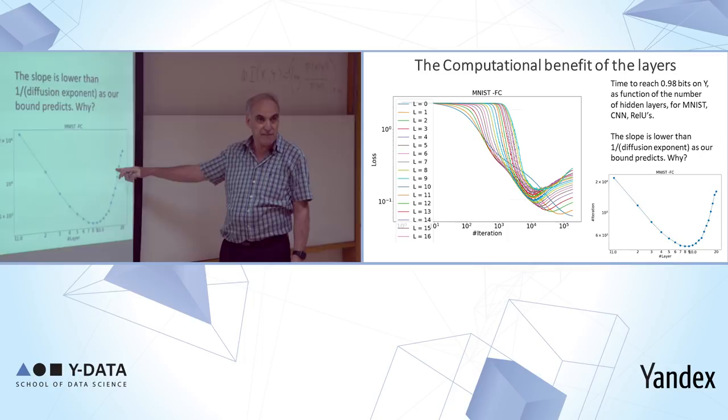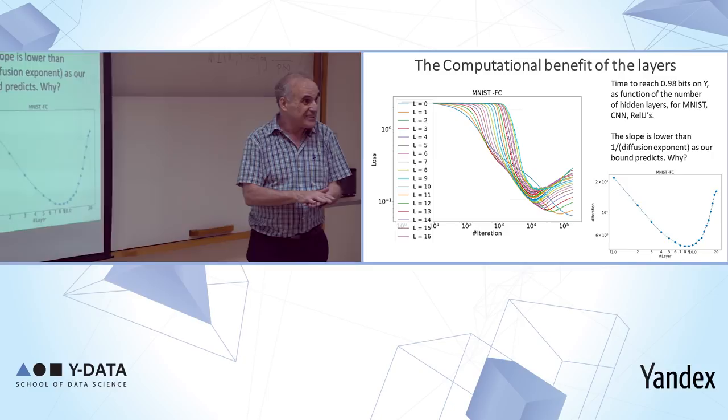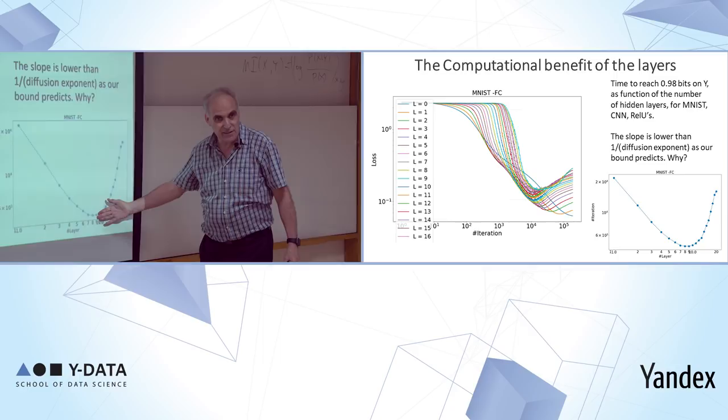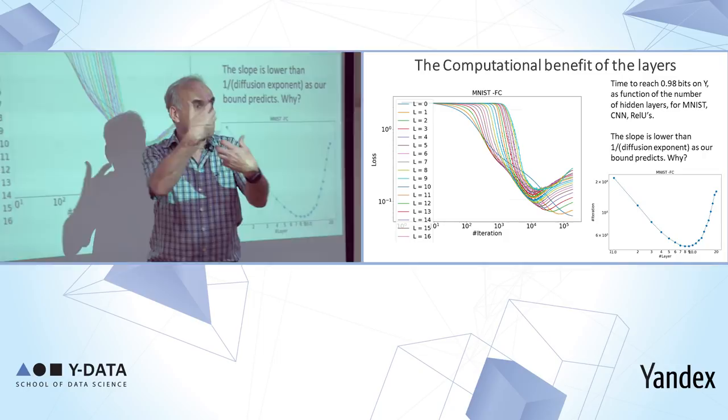Okay, so that's the first evidence that I am aware of that there's an optimal number of layers. Beyond this number of layers, you're not effective. And you're not effective because the layers start to compress the same function. They fall on each other.